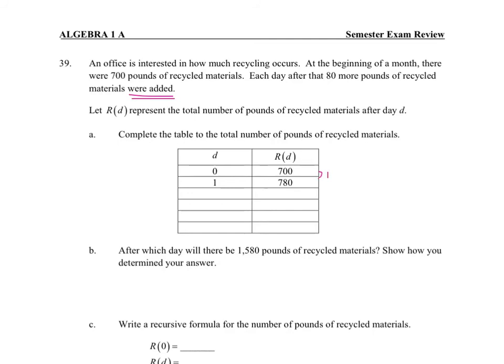Well, what we can see is that we're adding by 80 every day, and our days are increasing by 1. So let's start with days. We have 0, 1, 2, 3, 4, 5. So 700 plus 80 is 780. 780 plus 80 is 860. 860 plus 80 is 940. 940 plus 80 is 1020. And 1020 plus 80 is 1100. So we've completed the table for the total number of pounds of recycled materials.